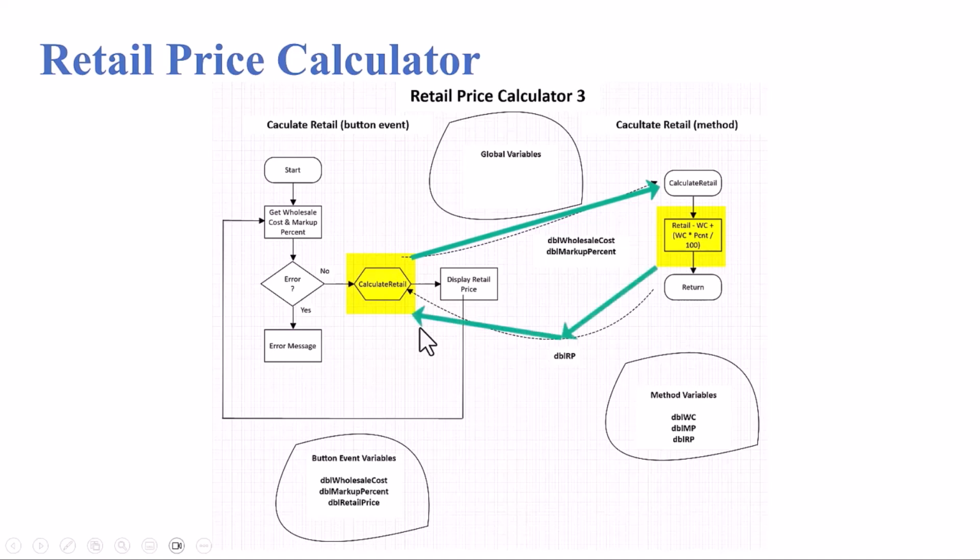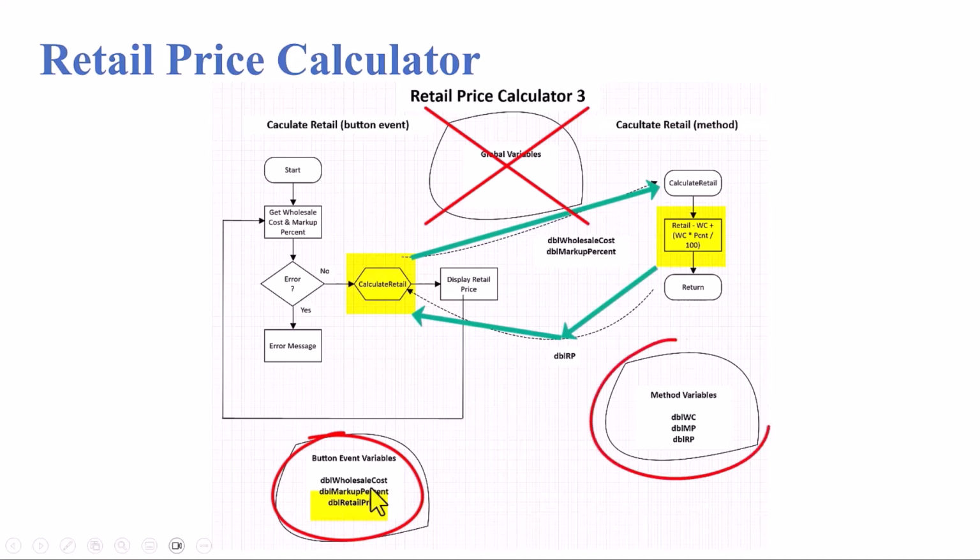Now, this is where the difference is. We have no global variables whatsoever, none. We eliminate that completely. We do have 3 variables in the button event area. We have the double wholesale cost and the double markup percent, which we've had before. The double retail price is getting moved down to there, and it's going to be what we're going to be sending back from the method. The value of the double retail price is going to come back from the method. In the method variables, they've got dblWC, dblMP, and dblRP.